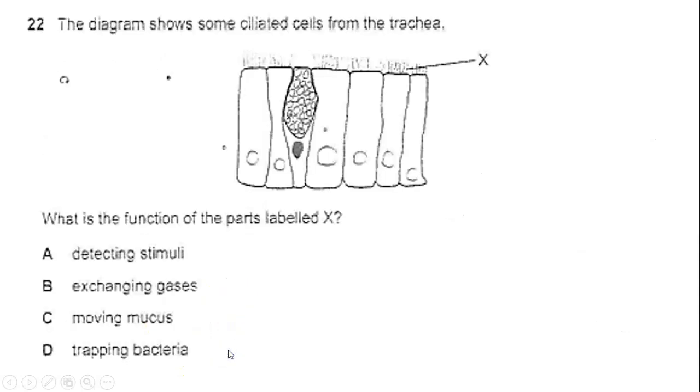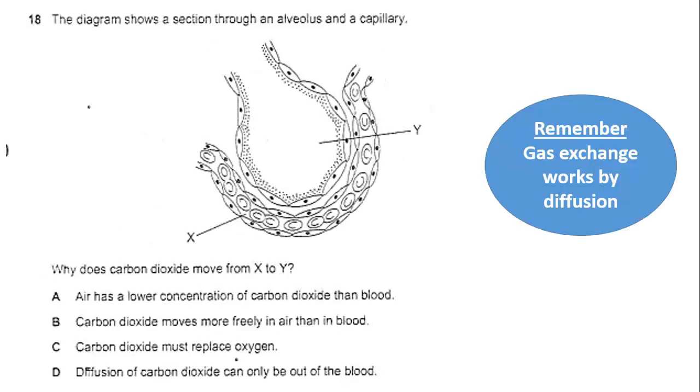The diagram shows some ciliated cells from the surface of the trachea. What is the function of the parts labeled X? Labeled X, these are the cilia. What do they do? They move mucus, after it has collected all of the foreign bodies and unwanted particles, outside of our breathing system to remove them.